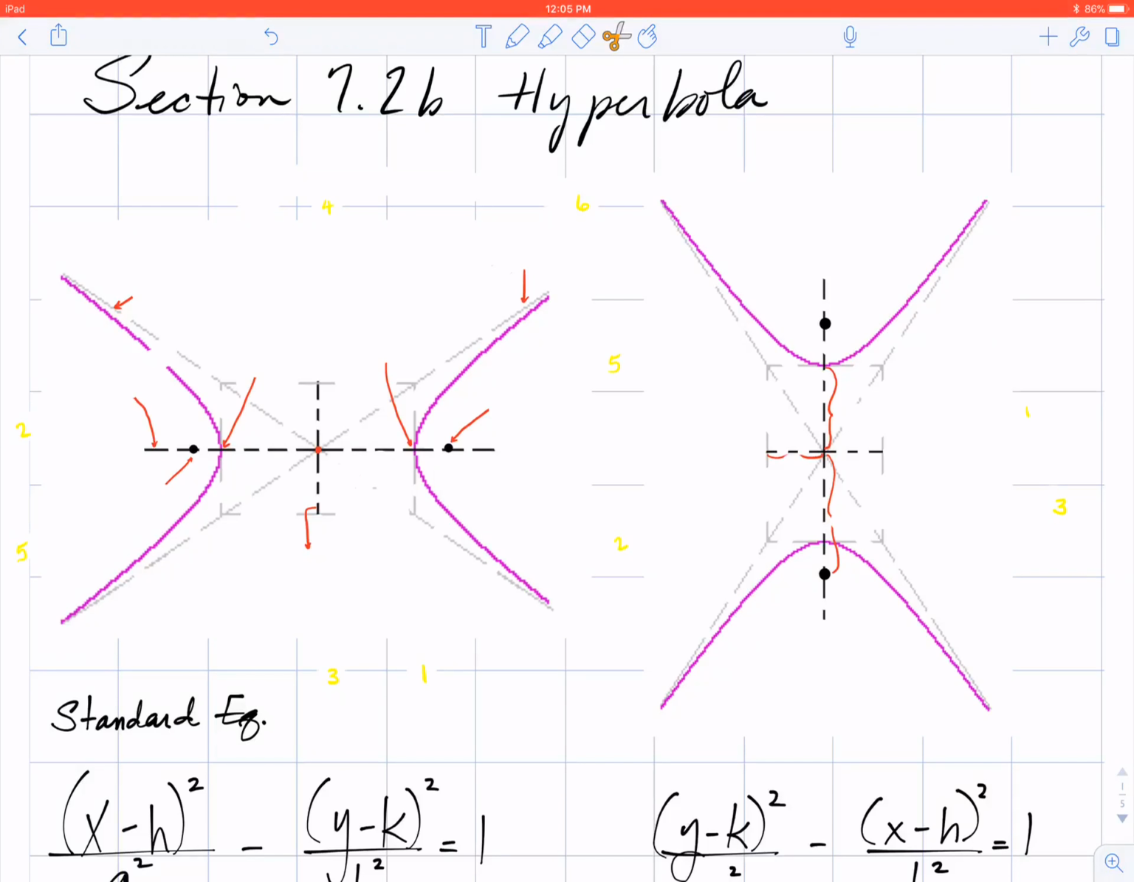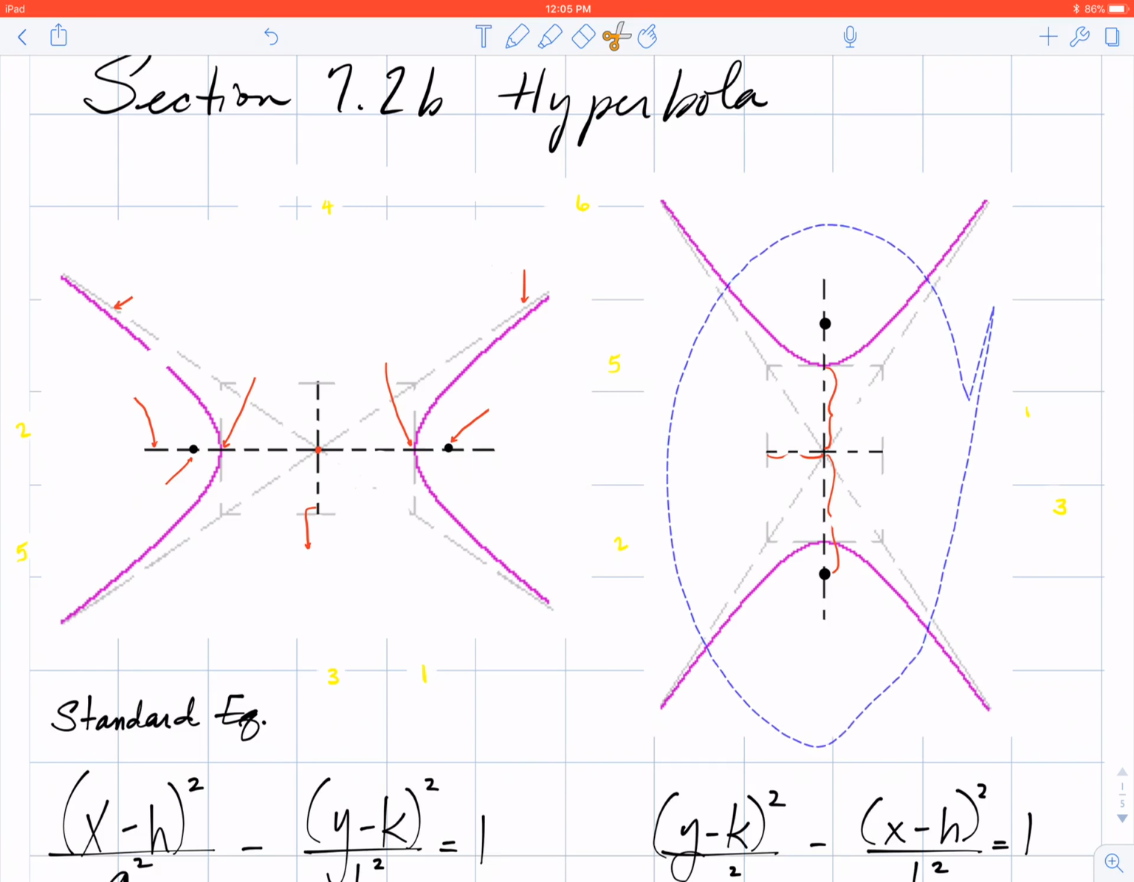Hey folks, this is a video on the parts of a hyperbola. So let's take a look at your notes from section 7.2b. The first thing to point out is that I have two different hyperbolas. One of them opens to the right and the left. This one will be the horizontal hyperbola, and the other one opens vertically, up and down.